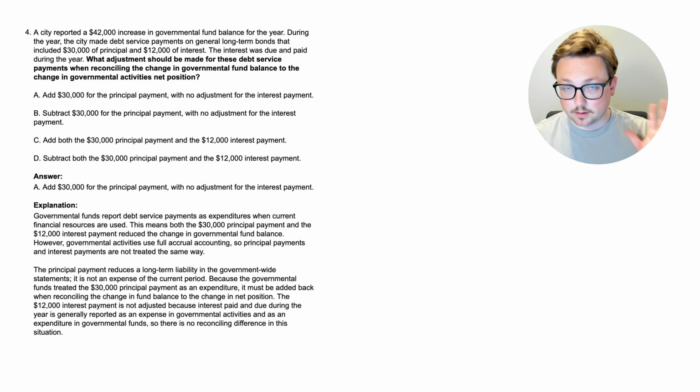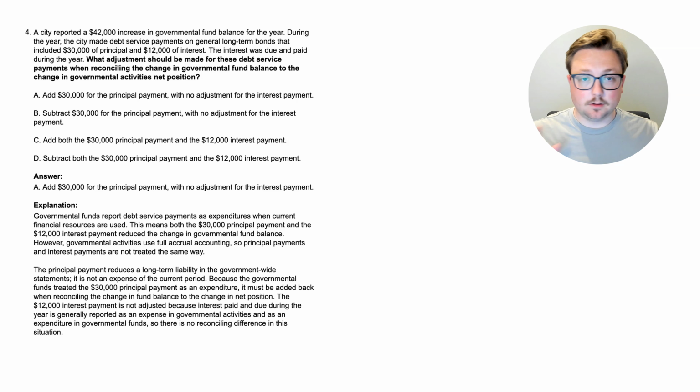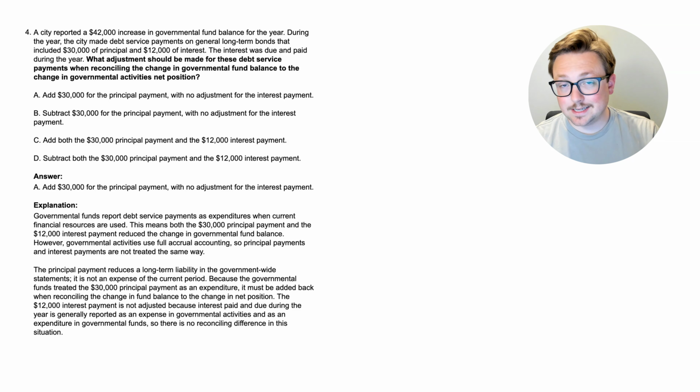So underneath, again, governmental funds, they're just counting all of it, the $30,000 and the $12,000, as an expenditure. But things are a little bit different for the governmental activities. The principal payment reduces a long-term liability in the government-wide statements. It is not an expense of the current period. It's not treated as, quote unquote, an expenditure. Because the governmental funds treated the $30,000 principal payment as an expenditure, it must be added back when reconciling the change in fund balance to the change in net position. So again, underneath the governmental funds, they counted it as kind of like an expense or an expenditure, but because the governmental activities isn't going to have that as an expense, you have to add it back.